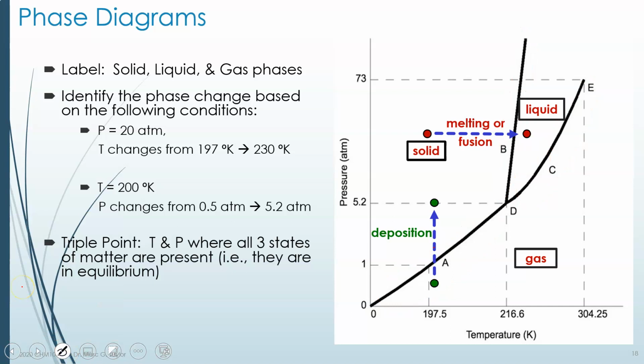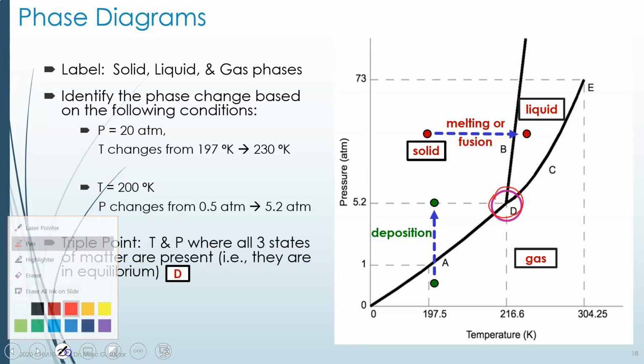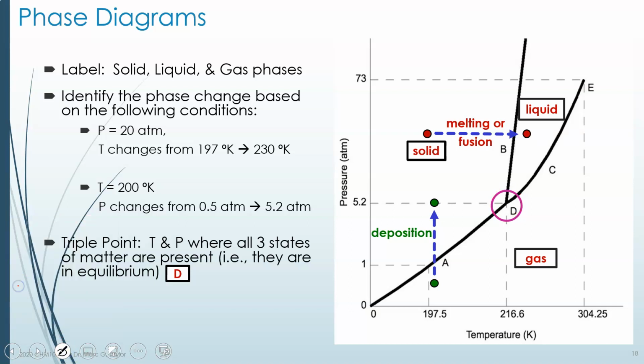So what that means is that there is one point where all three can exist, and that would be what we call the triple point. And the triple point, that's pretty easy to remember. It's the point when all three states of normal matter, solid, liquid, and gas, can exist at the same time. And in this particular case, the triple point is defined as 5.2 atmospheres and 216.6 degrees Kelvin.